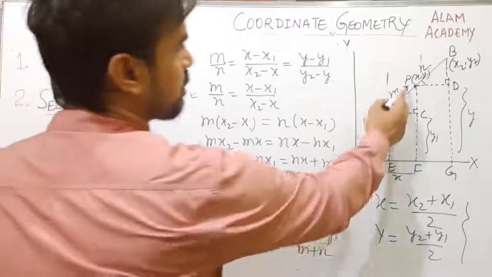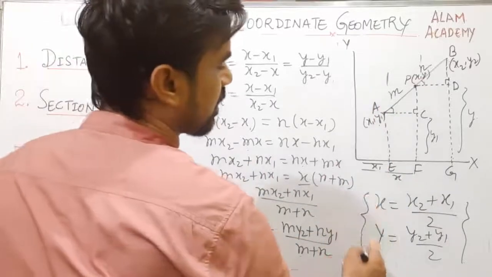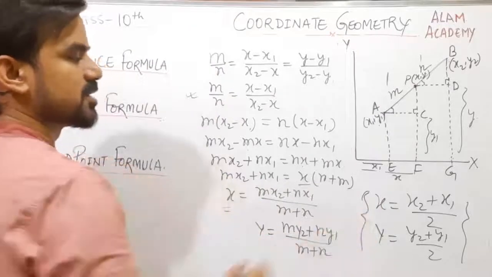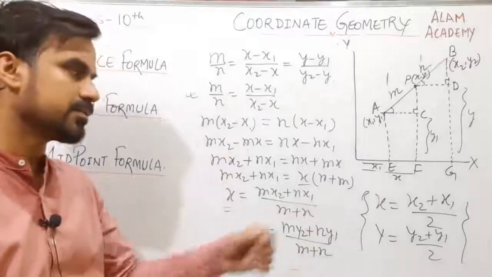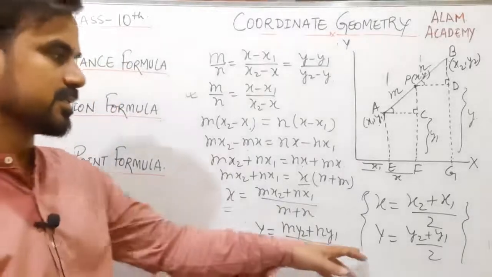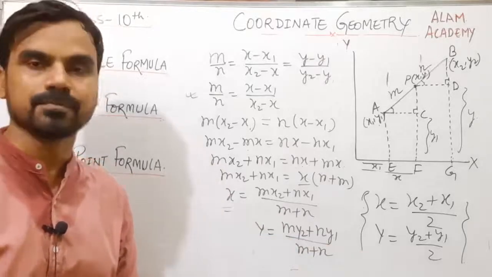When P is the midpoint of AB, in that case we will use this formula for finding the value of x and y: x equals (x2 plus x1) by 2 and y equals (y2 plus y1) by 2. It is a special case when P is at the midpoint of AB.